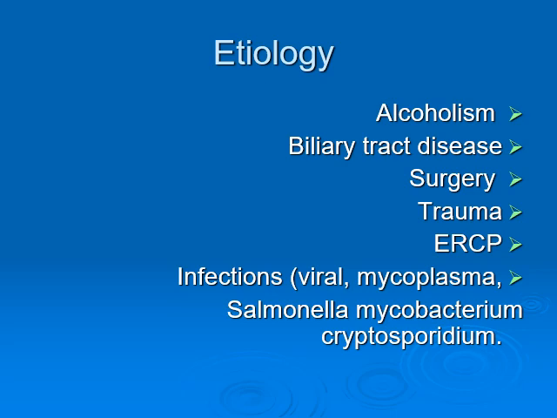Etiology: alcoholism is not common in our country. Biliary tract disease is the commonest cause in our country. Sometimes you find acute pancreatitis associated with severe hyperlipidemia, especially hypertriglyceridemia. This is an important cause of acute pancreatitis.